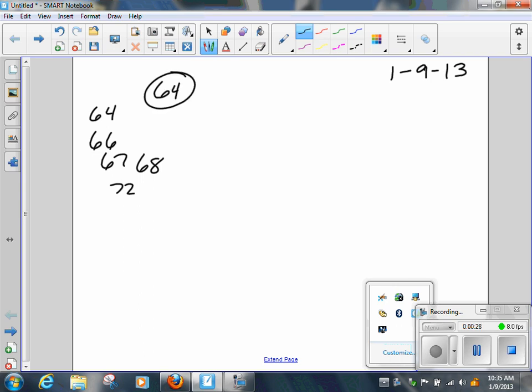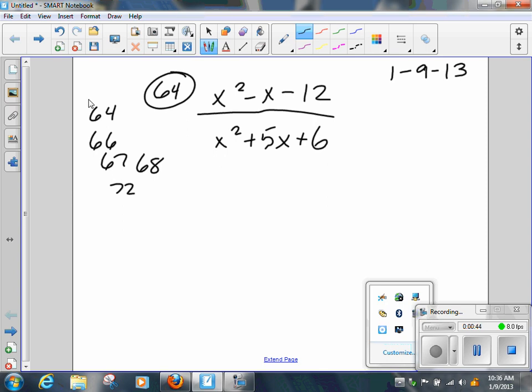64. Here we go. 64 is x squared minus x minus 12 over x squared plus 5x plus 6. Folks, you have to be able to factor to do this. If you can't factor, you're going to have a horrible time with this. Okay? Now, factor the top, the numerator. I know it's going to be x and x. I need two factors of 12 that when you subtract give you 1. 3 and 4.